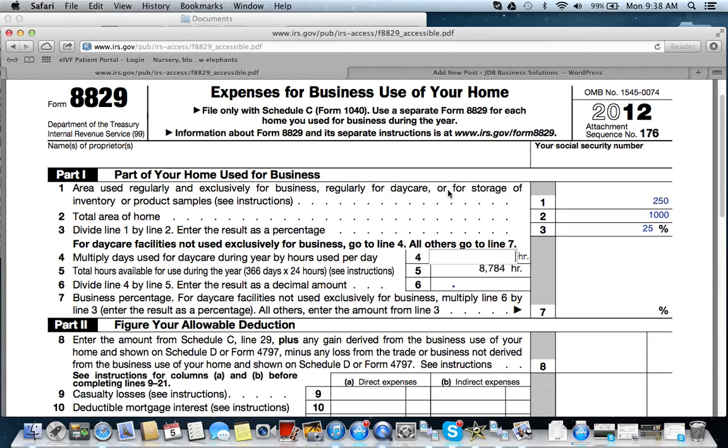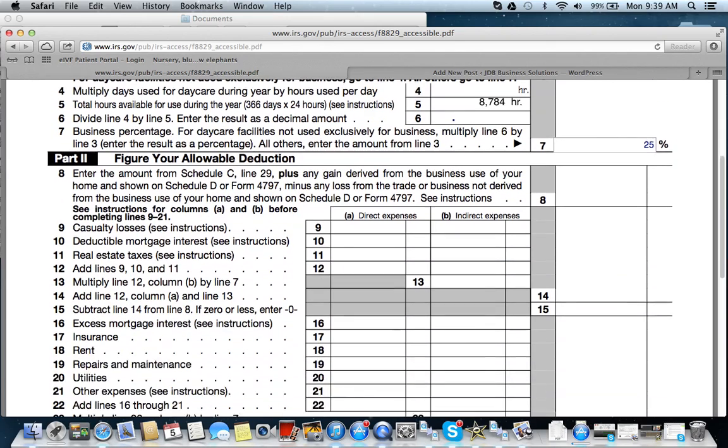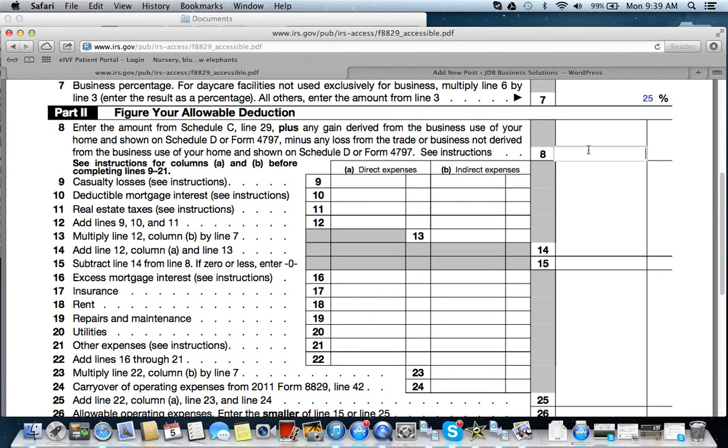Lines 4 through 6 here, it's if you have a daycare, if you use a daycare in your house. We're not going to talk about that today, so you can skip those lines. Go down to line 7, you're going to enter that 25% again. Okay? We're going to go down to line 8 here.